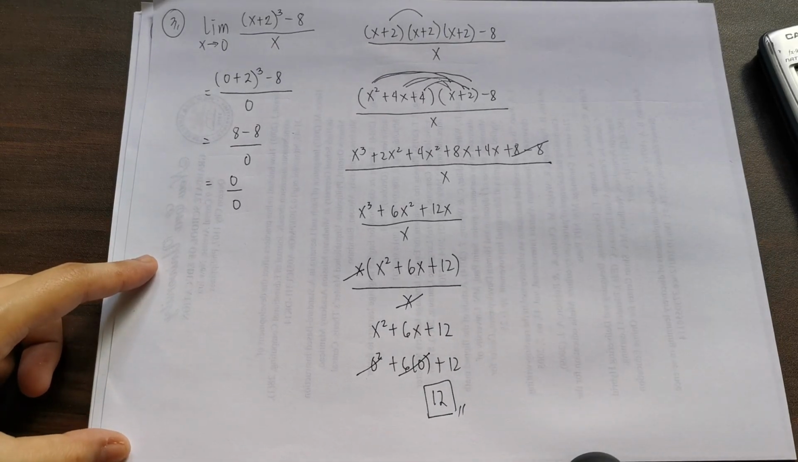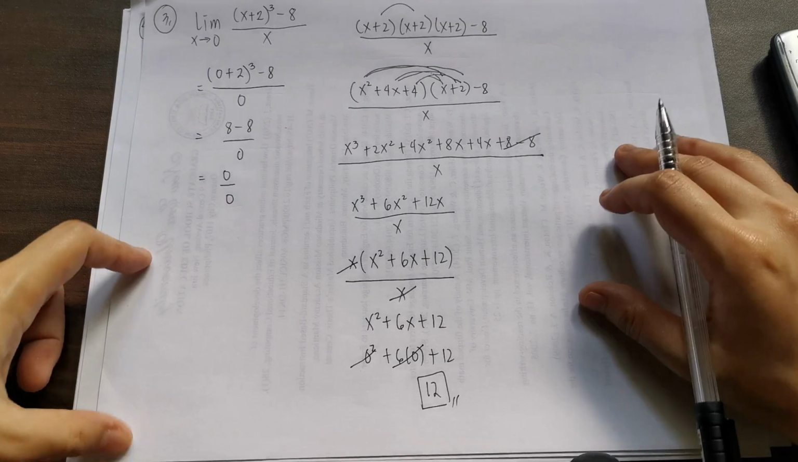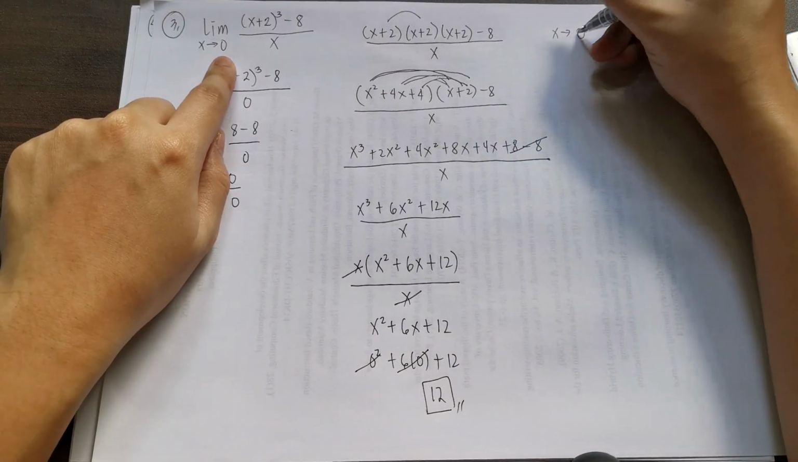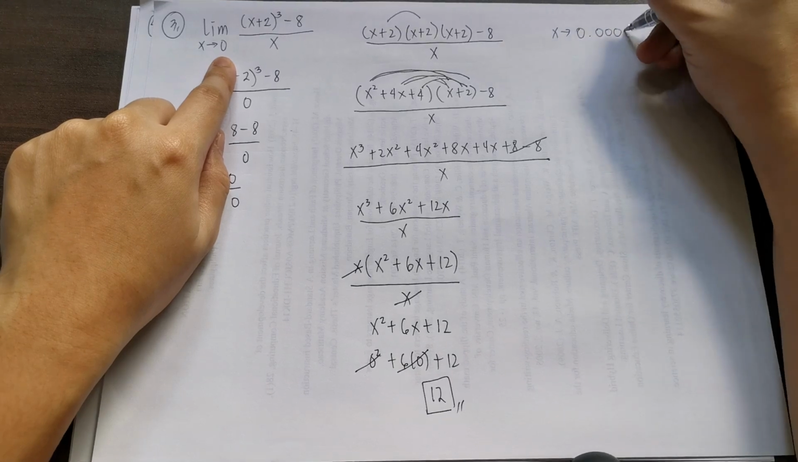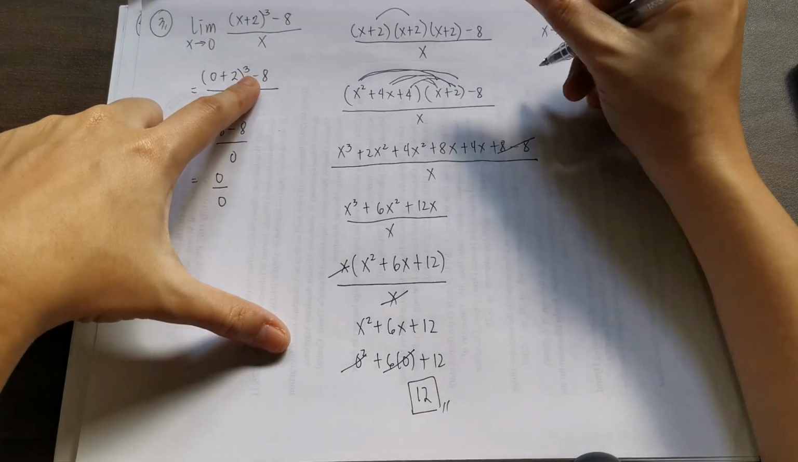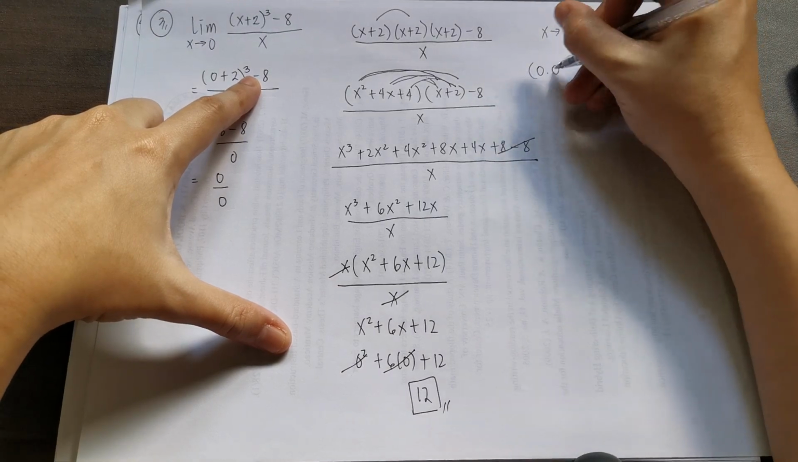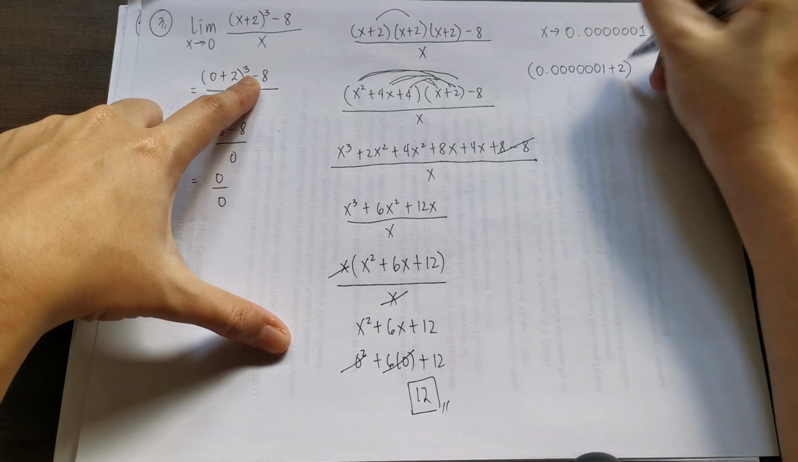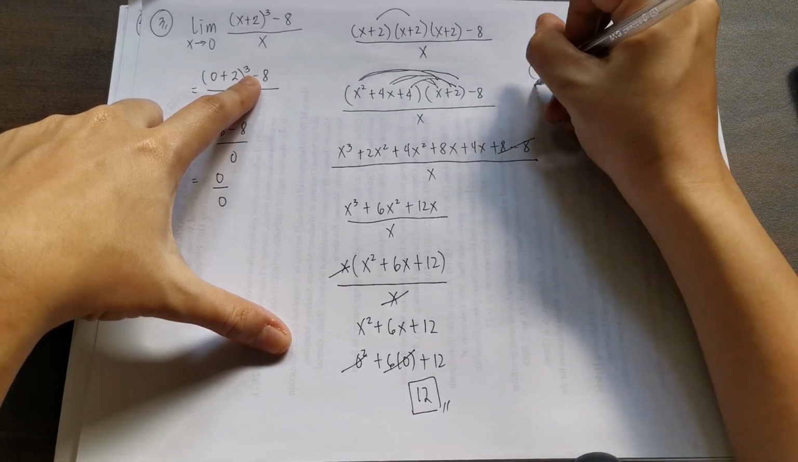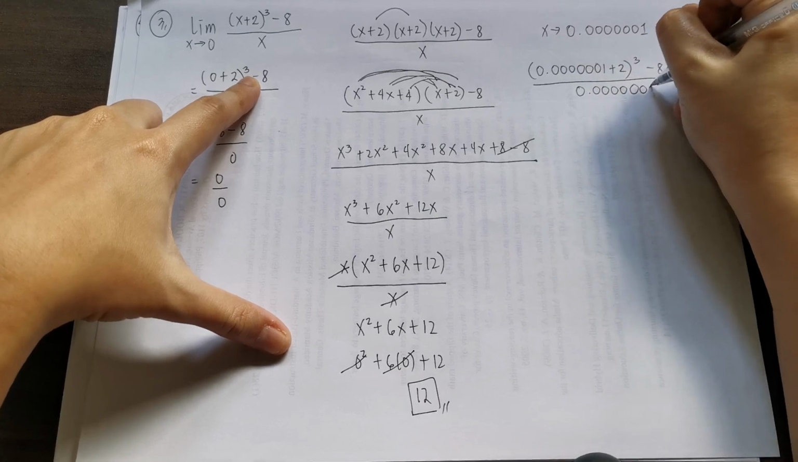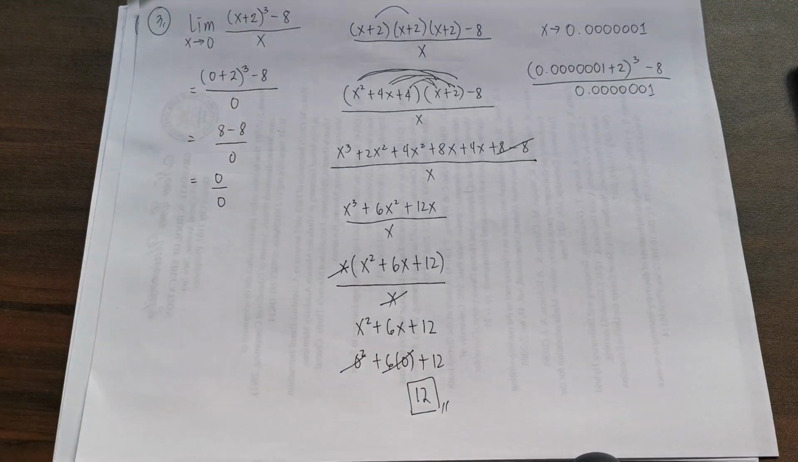Okay? Now, if you want to use your calculator again, so this approaching value, papalitan natin yan ng 0.000001. So, lahat ng values ng x, papalitan natin. So, 0.000001 plus 2 cube minus 8 over 0.000001. Dito guys, nagiging handy yung calculator.